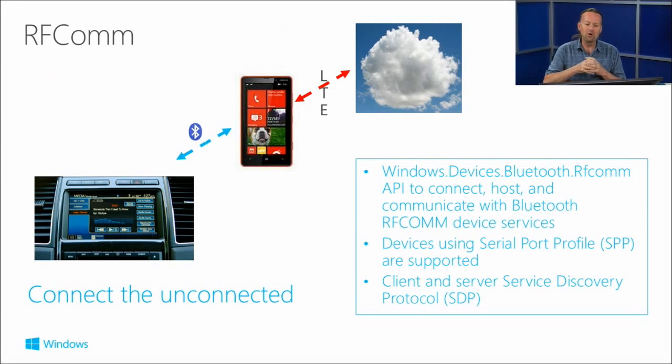RF-COMM is for more legacy Bluetooth services, ones that understand RF-COMM protocols, which is this serial port profile. You've got this client and server service discovery, SDP thing. So you can discover services that are available on a Bluetooth device that understands these things, connect to it, and as the graphic suggests, you can connect the unconnected. You could have a Bluetooth system in a car, for example, and use an app running on your phone as a gateway to the cloud and to expose interesting new scenarios in communicating with that embedded hardware.